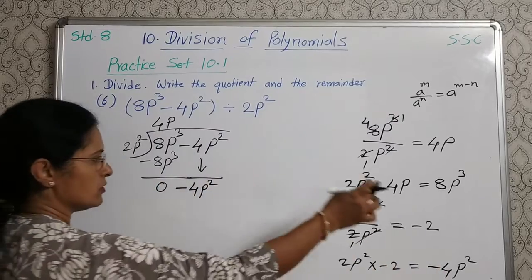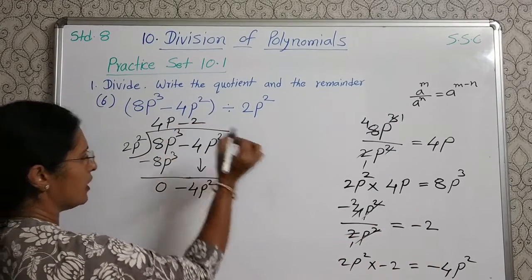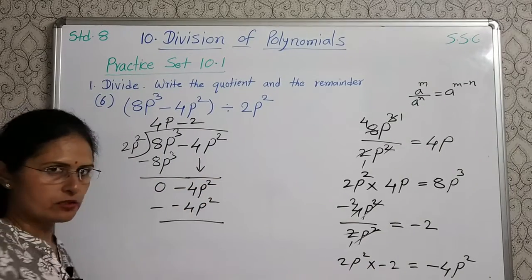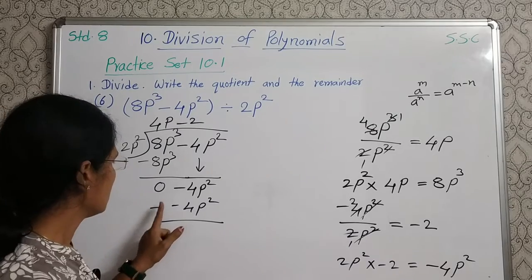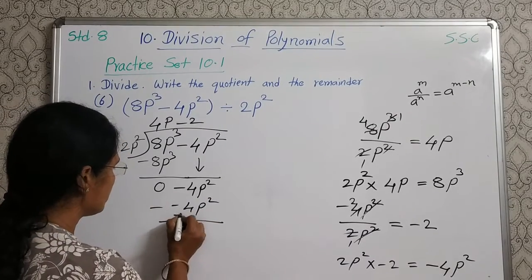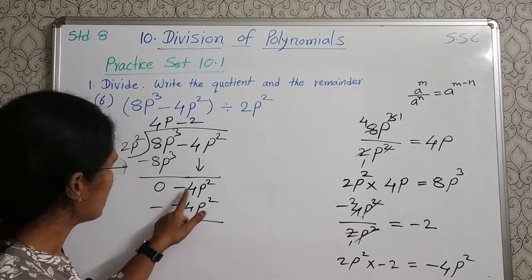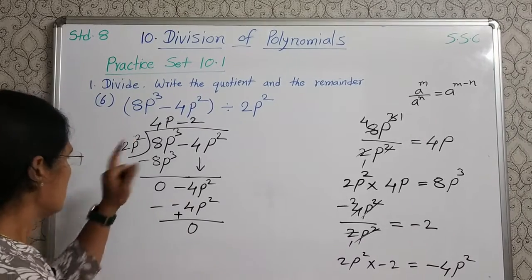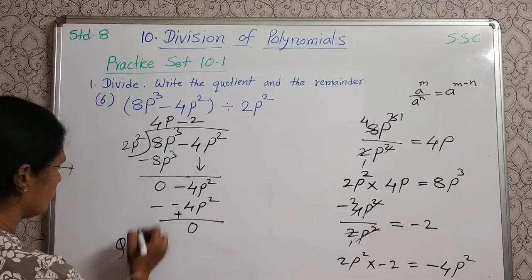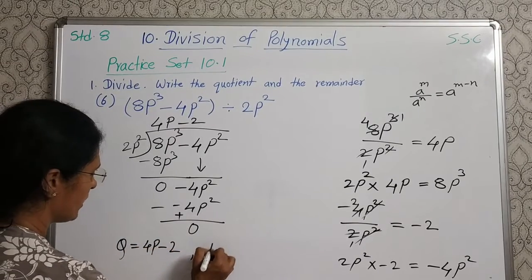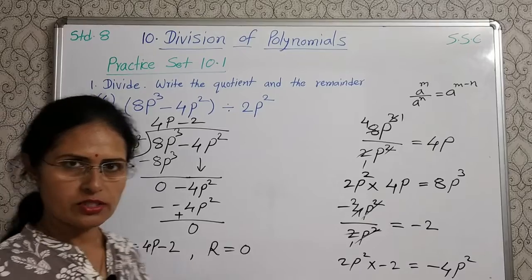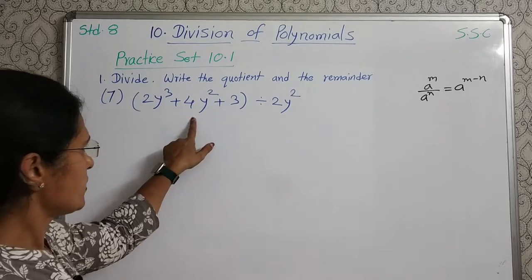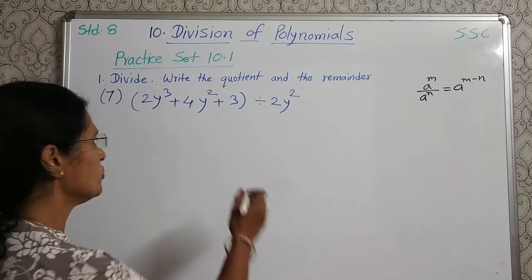Now write the quotient here and the product minus 4p square here and subtract it. Now for subtraction we take the opposite of this term, so it will be plus 4p square. Now minus 4p square plus 4p square is 0. So this is the remainder. Now the answer: the quotient is 4p minus 2 and the remainder is 0. Sum number 7. 2y cube plus 4y square plus 3 divided by 2y square.